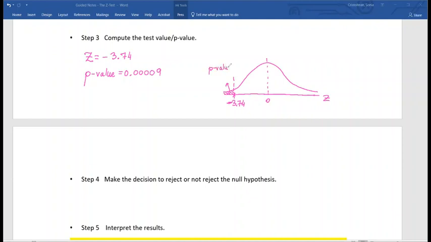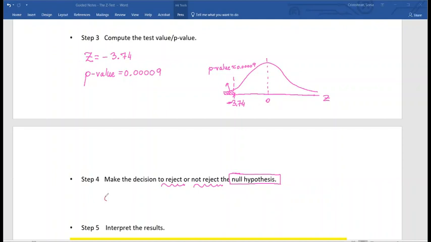The p-value, which is that area which is very small. And now it's time to make a decision. The decision will be to reject or fail to reject the null hypothesis. And we know based on the p-value that we need to compare the p-value and alpha.